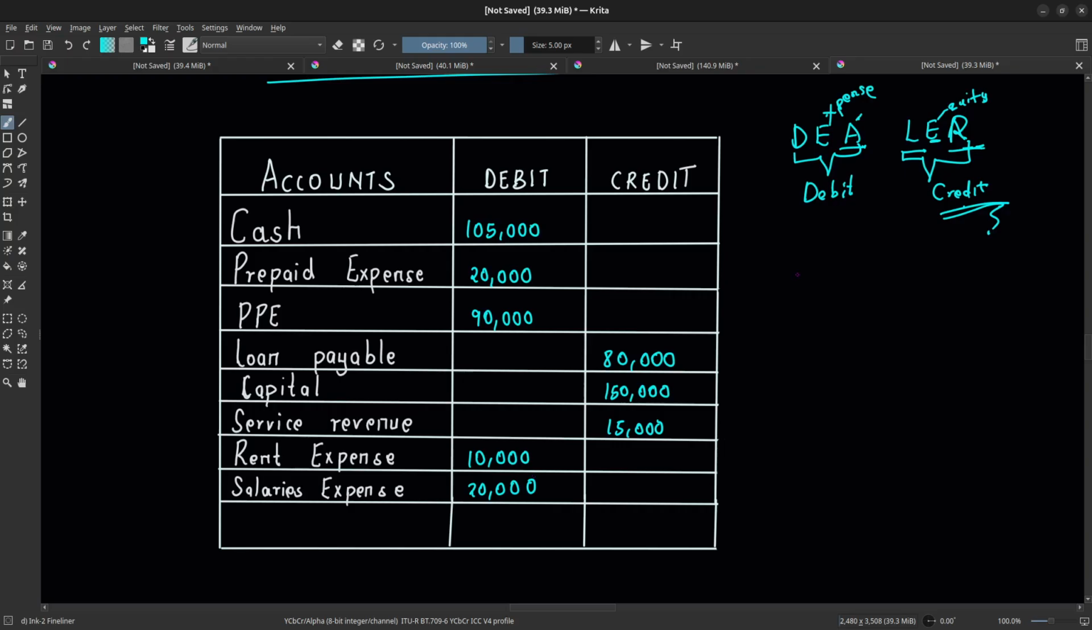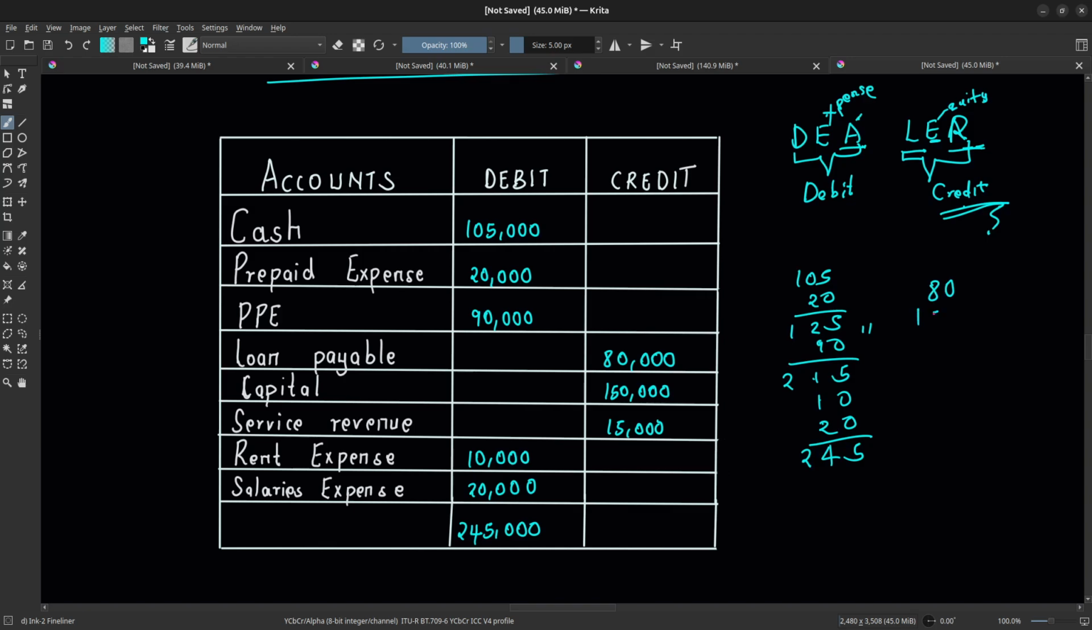We're going to have 105 plus 20. That is 125 plus 90, we have 215. Then 215 plus 10 plus 20. That is 245. So on the debit side, we'll have 245,000.